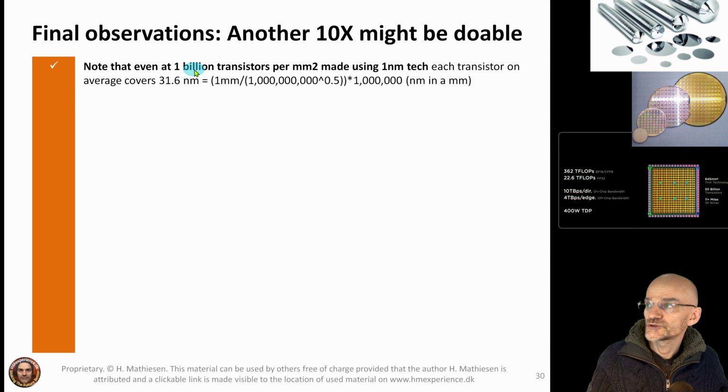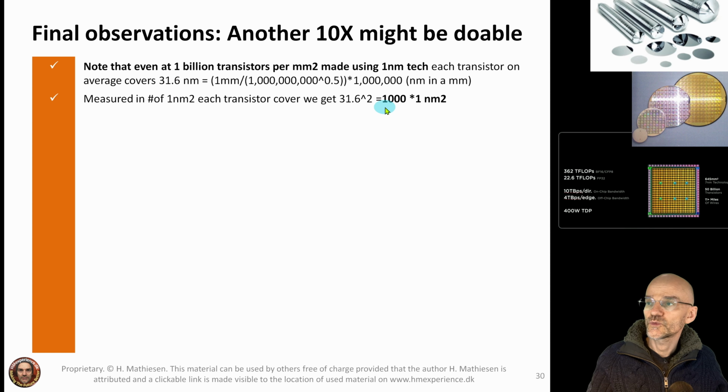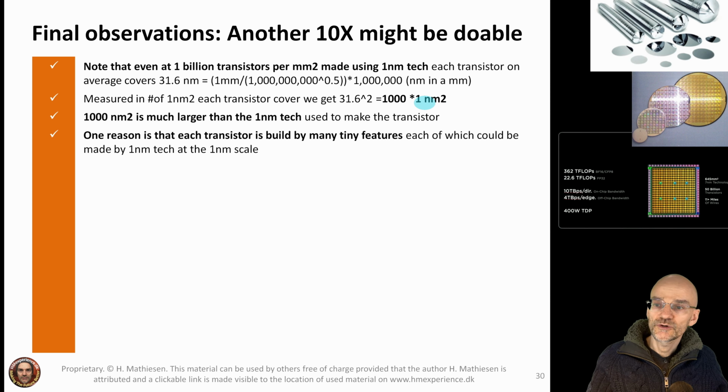And to see that, we should note here that an integrated circuit that packs 1 billion transistors per square millimeter using 1 nanometer tech will have an average area for each transistor of 31.6 nanometer times another 31.6 nanometer, where you can fit in 1001 square nanometers. So why does one transistor need 1001 square nanometers if you can build it using 1 nanometer tech? It does so because a transistor is actually a little machine that is built up of several smaller components, each that can contain nanometer scale features.